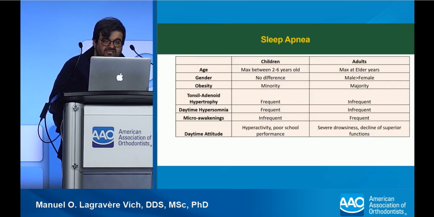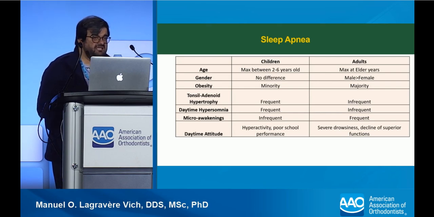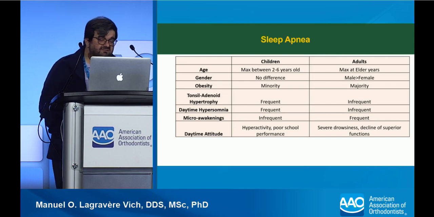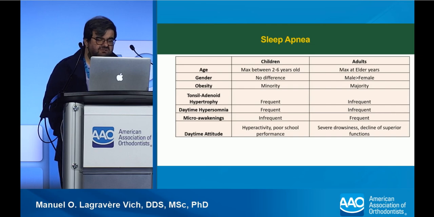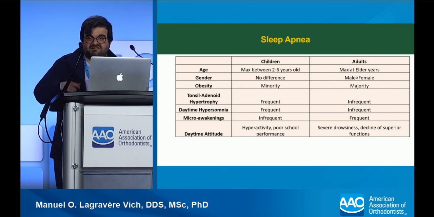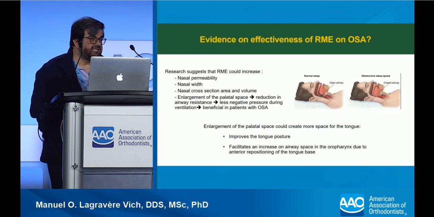This graph shows the difference in sleep apnea between children and adults. The age is different. Gender, there's no difference in children. In adults, it's mostly in males compared to females. Obesity in children is less. In adults, the majority have obesity. Tonsil adenoid hypertrophy in children is more frequent than in adults. Daytime hypersomnia is more frequent in children, less frequent in adults. Daytime attitude: you have poor school performance and hyperactivity in children, while in adults it is severe drowsiness and decline of superior function. So what does the research tell us concerning expansion?